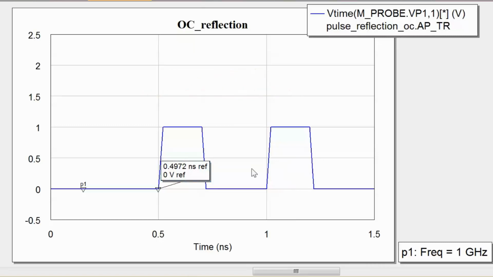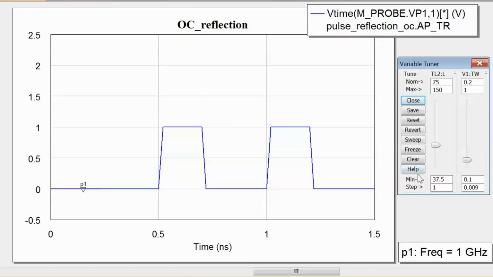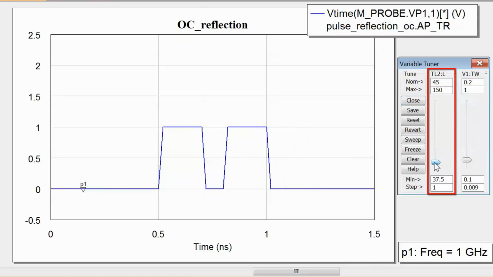Now let's get rid of these markers, and we will tune the width of the pulse and the length of the line to see how this affects the reflected and incident voltages. First of all, let's start changing the length of the line. As you can see at the moment, it is 75 millimeters, which is exactly what we calculated. Now, if I decrease the length of the line, you'd assume that the incident and reflected pulses would get closer together, because it would take less time for the reflected pulse to come back. And if I increase the length of the line, the opposite would happen. It would take longer for the pulse to come back.